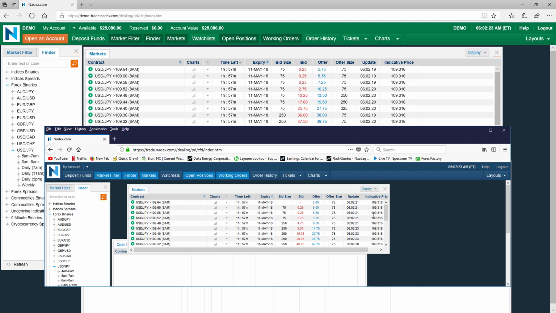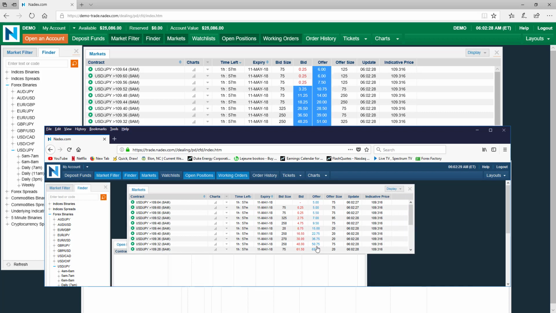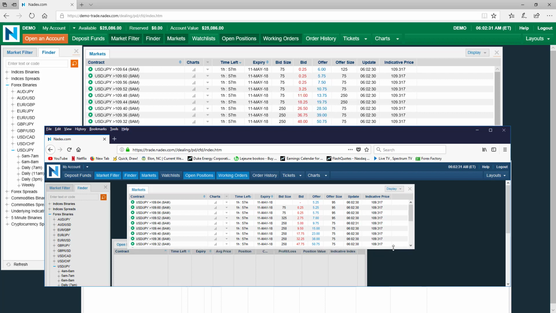Now you can see the indicative price will always be the same. It's only the premium prices that will change, okay? So in this case, 109.32 is at 50.50. Down here it's at 49.75. And you can just monitor these. You do have to open the demo in one browser type like Google Chrome and open your live account in something like Mozilla, okay? But this way you can gauge, okay, what's the difference between these two.